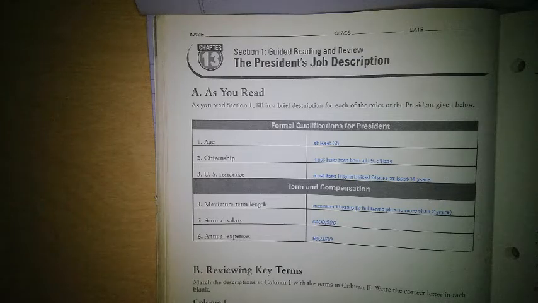As far as residency goes, you have to have lived in the U.S. for at least 14 years. Now, don't get that confused with being a born citizen. I could have been born in America and moved somewhere else. Does that make sense? As long as I come back and live here for 14 years, I can run for president. Okay? So you have to have lived in the U.S. for at least 14 years.